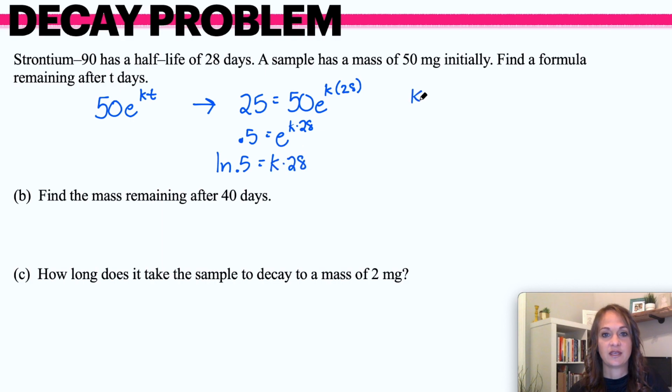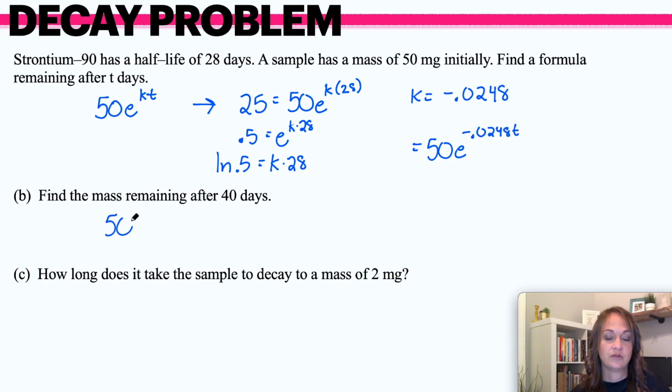So therefore, K represents negative 0.0248. It should be negative because it is decaying. So far, we're good. So the formula is going to be the initial amount, e raised to the kt. And now it wants to know, find the mass remaining after 40 days.